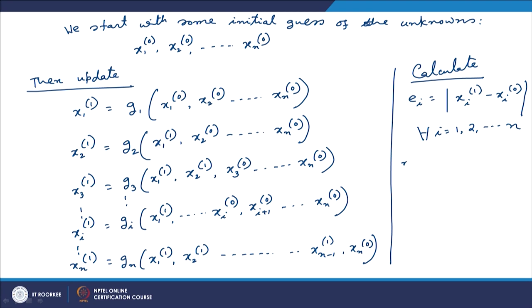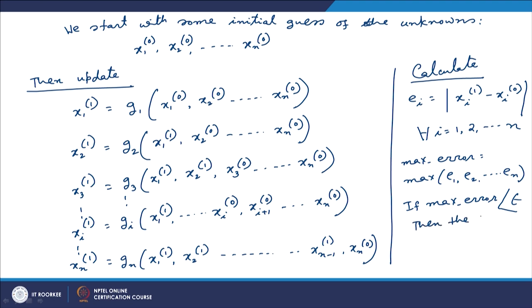Then we calculate the maximum error, max error, as the maximum of E1, E2, En. If this max error is less than some epsilon, that is some threshold value, then the algorithm converges. Otherwise, we repeat the process.